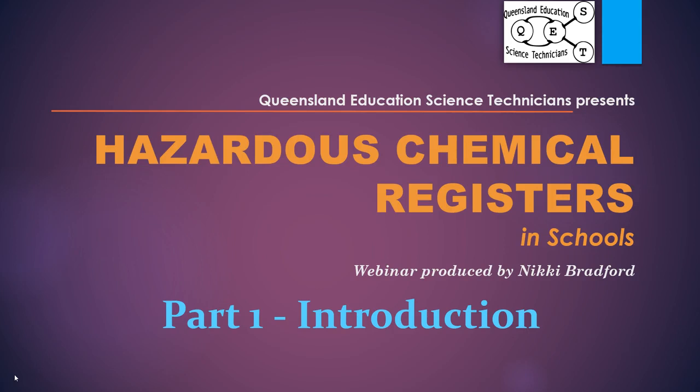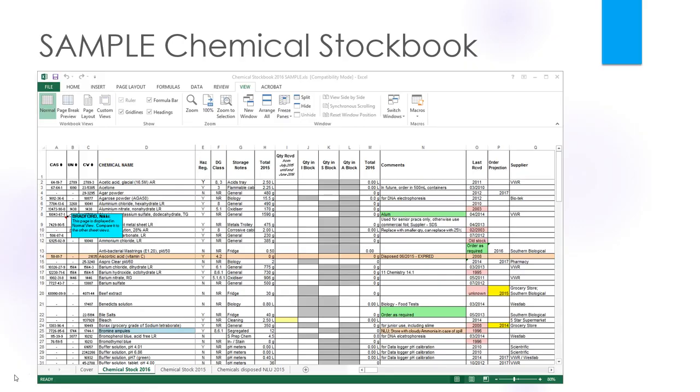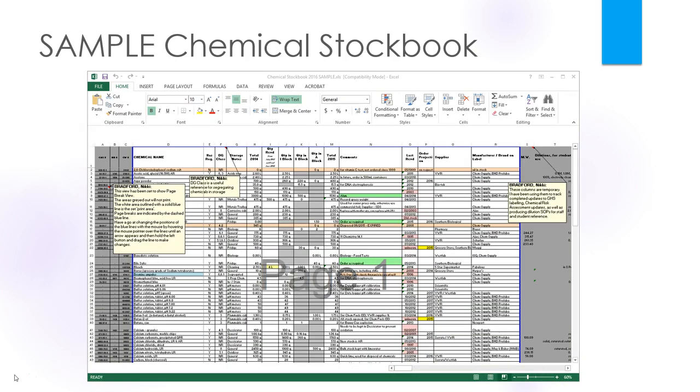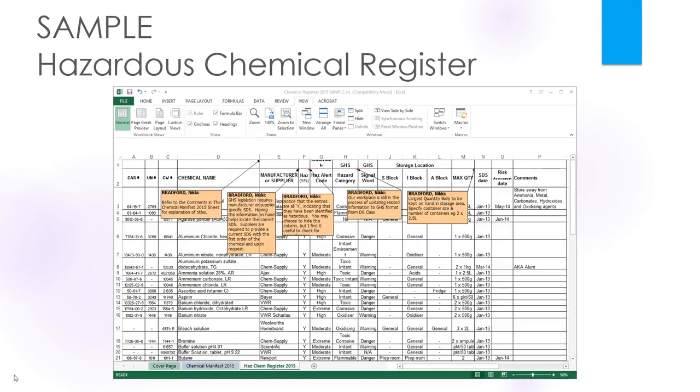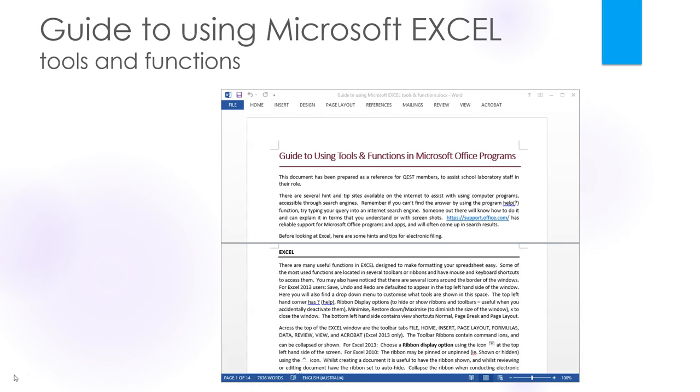In order to do this, it helps to refer to a chemical manifest or stocktake record. I have provided sample documents for your reference. The samples provided have comments to help utilise Excel tools and views. The chemical register file contains both a sample chemical manifest and a sample hazardous chemical register. I have also included a guide to using Excel. In the webinar script provided, there is a list of internet resources for your reference. These will assist you in your role in managing chemicals. Let's go through these now.